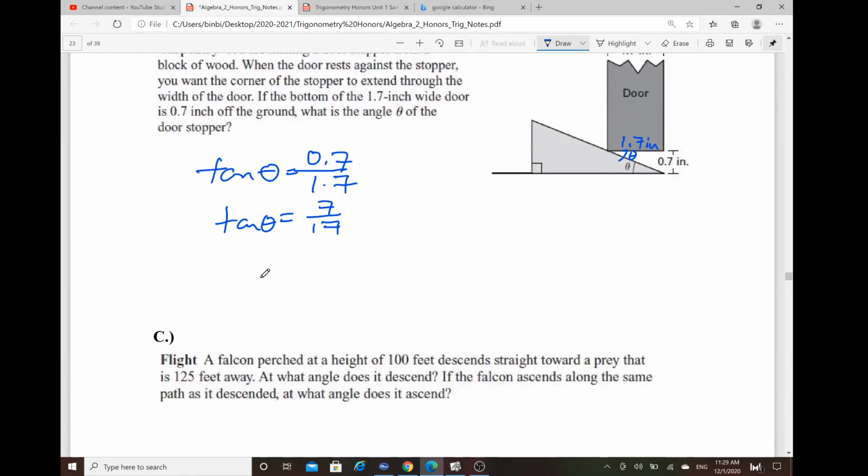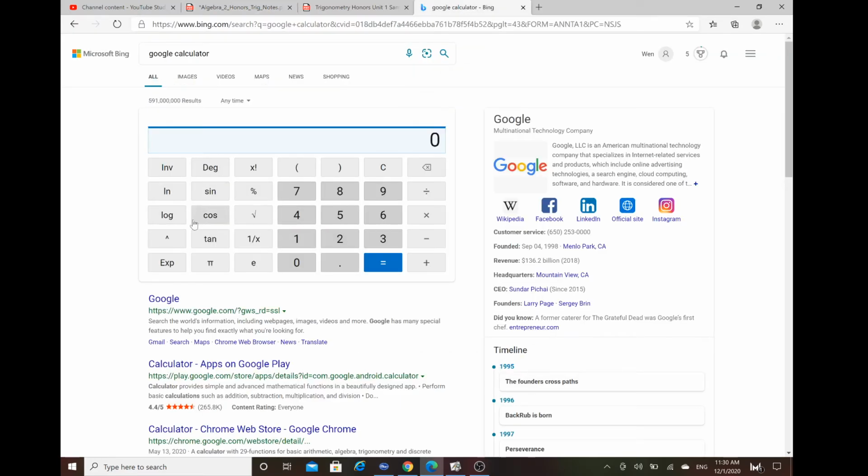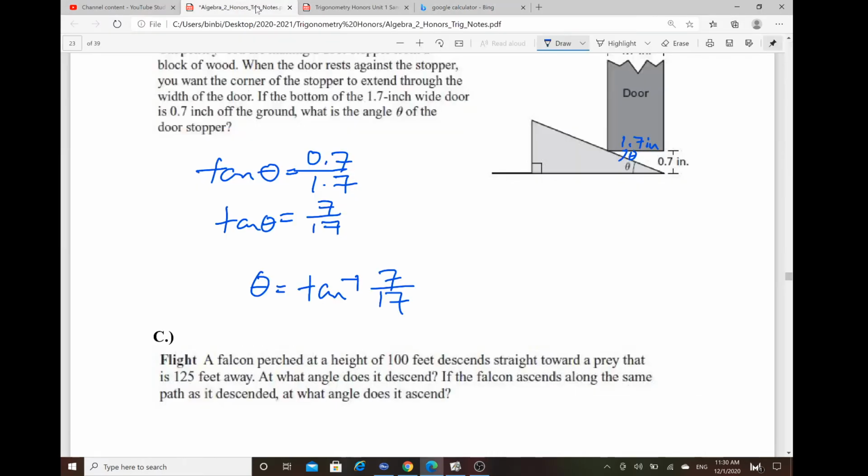In order to get the value of theta, we put it into the calculator: inverse of tangent of 7 over 17. It's a non-special ratio, so that's why we have to use a calculator for this. That's about 22.38 degrees. Just round it to one decimal place, so 22.4 degrees.